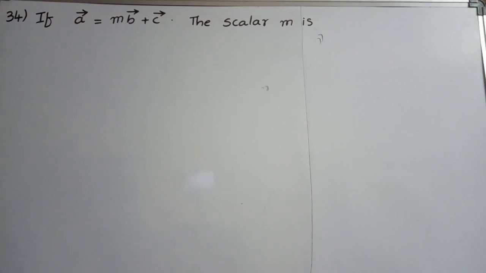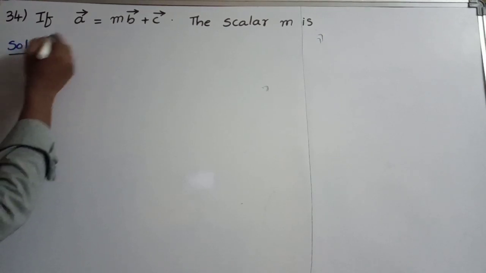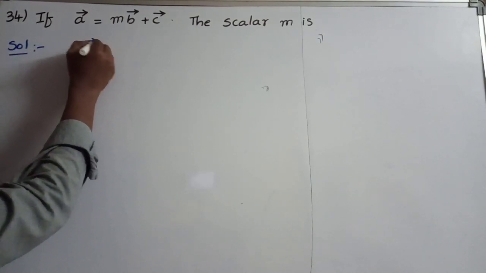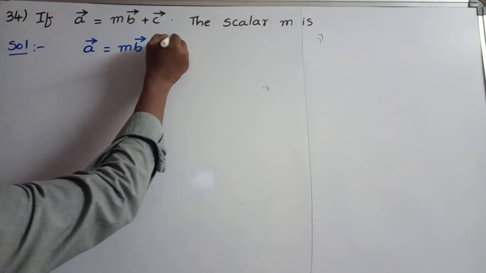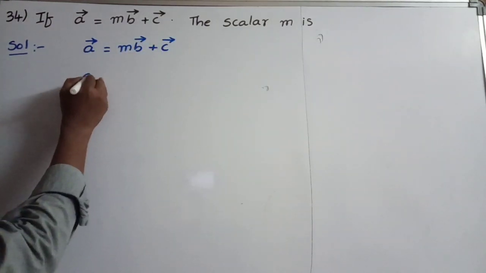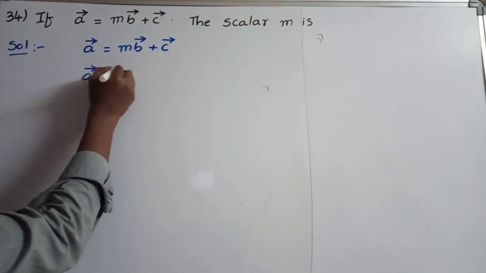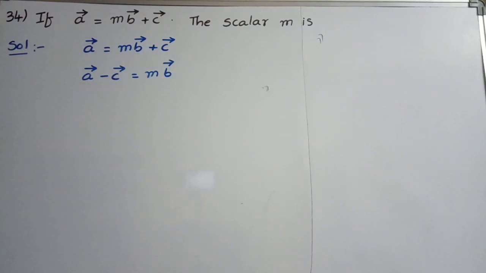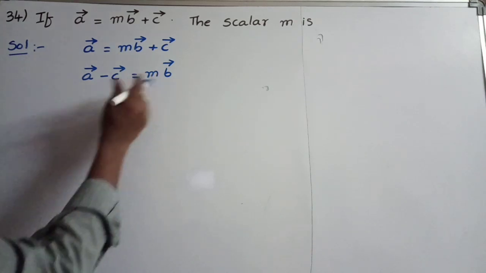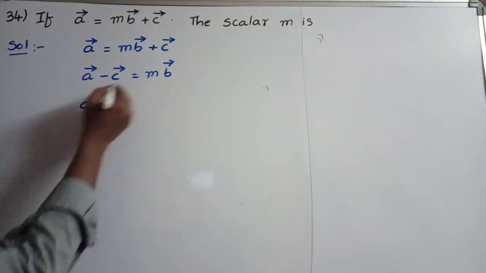Problem number 34. If A bar is equal to M into B bar plus C bar, the scalar M is? For this, take the given vector A bar is equal to M into B bar plus C bar. Taking C bar to this side, we get A bar minus C bar is equal to M into B bar. But vector division is not possible. That's why on both sides we do the dot product with B bar.